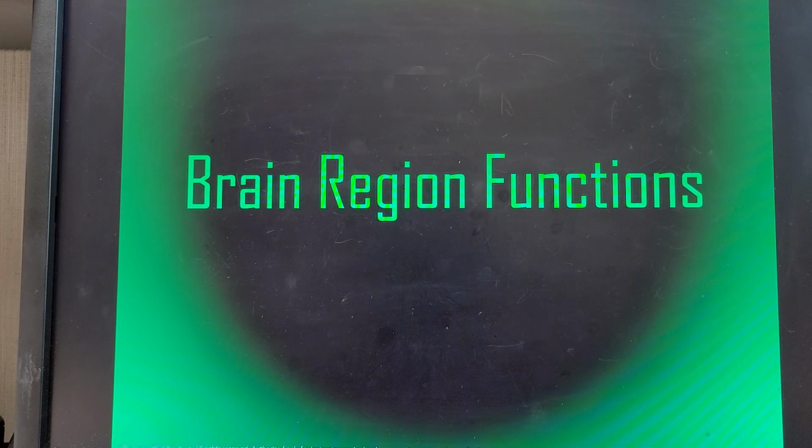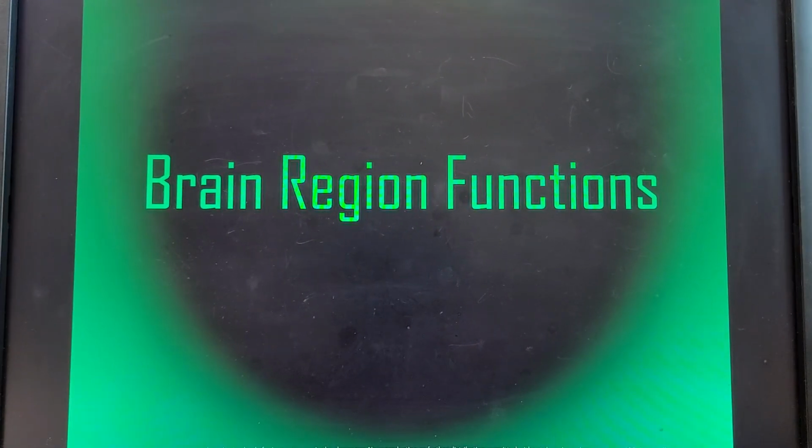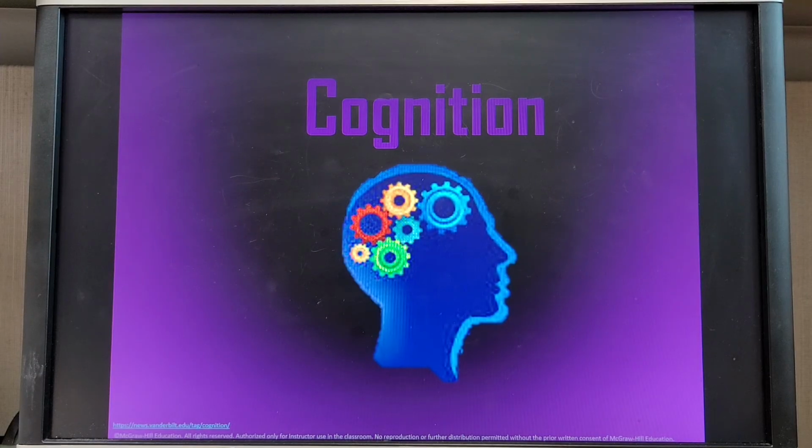All right, let's look at what our different brain regions actually do. So first function of the brain is cognition.